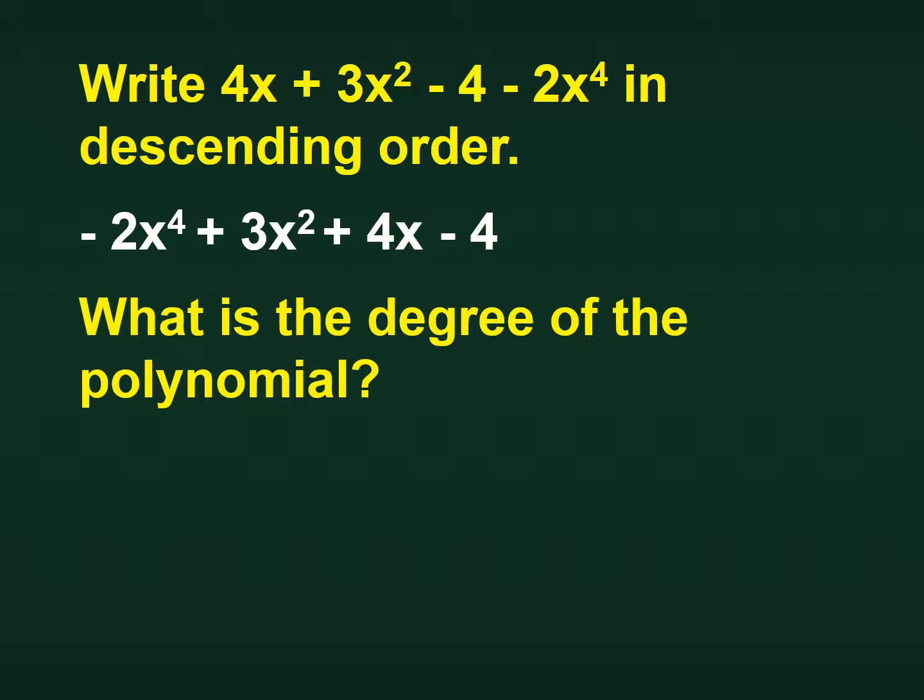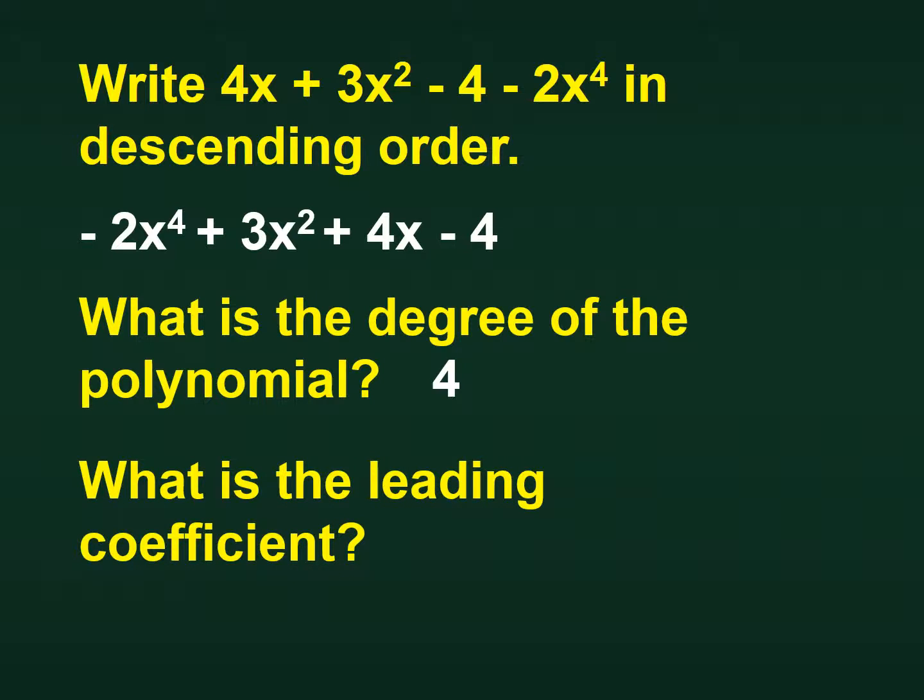What is the degree of the polynomial? Well, the highest power is 4, so we have a degree 4, which makes it a quartic. And what is the leading coefficient? Remember, the leading coefficient is that constant in front of the leading term. And so since x to the fourth is the highest degree, the constant in front of that is our leading coefficient, so that is negative 2.